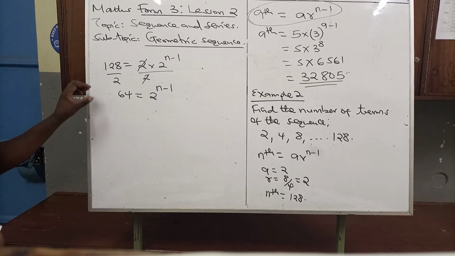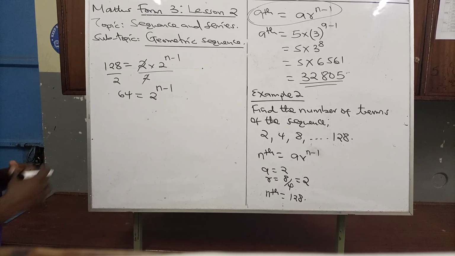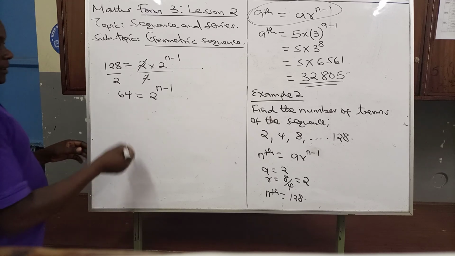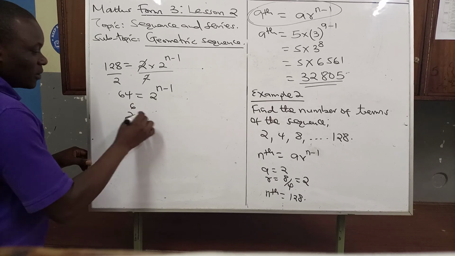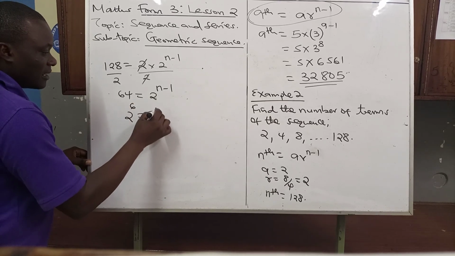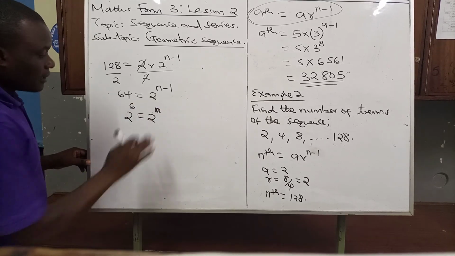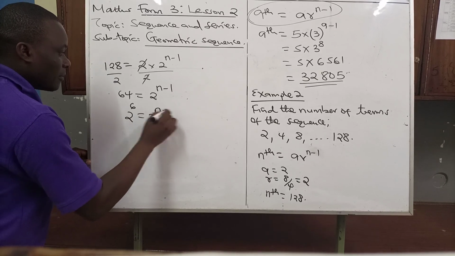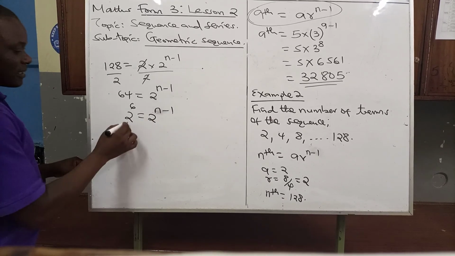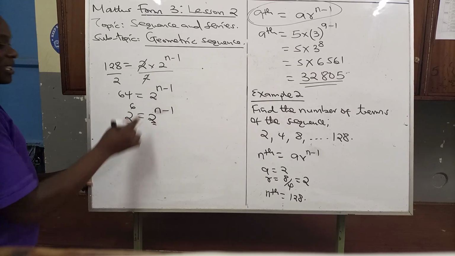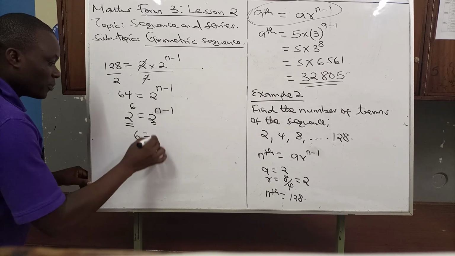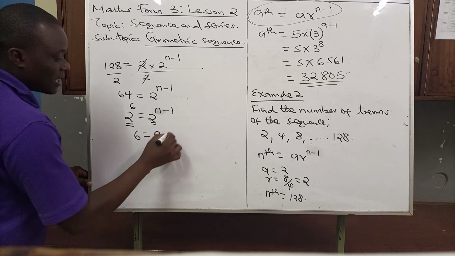So we can change 64 so that we can write it in index notation. 64 can be written as 2 raised to power 6, which is the same as 2 raised to power n minus 1. Since from indices, when the bases are the same, we just equate the powers. 6 is going to be equal to n minus 1.